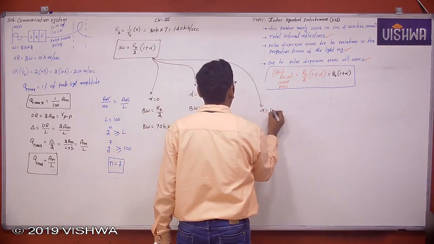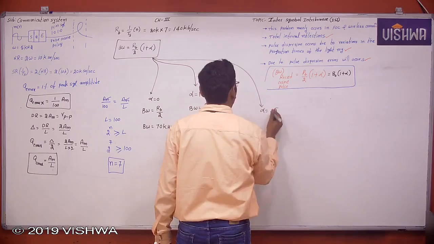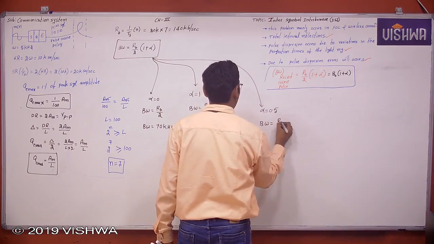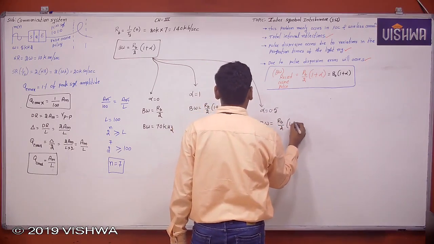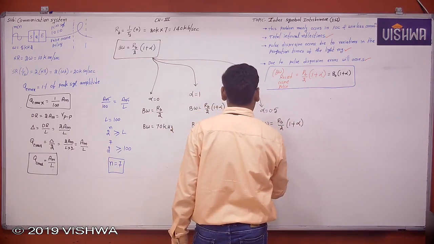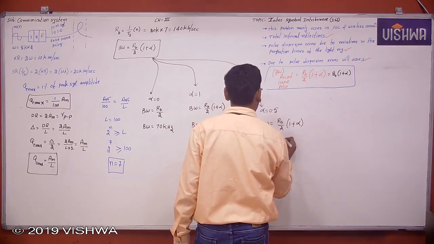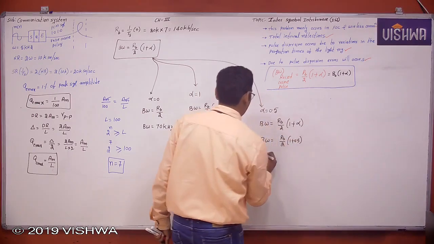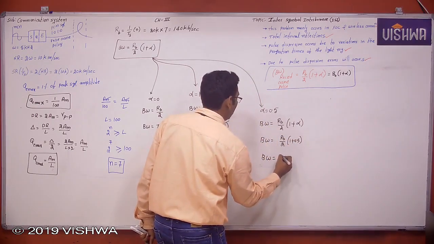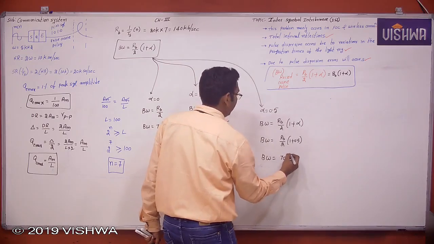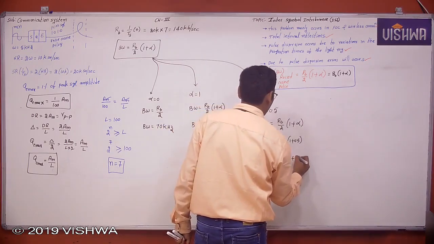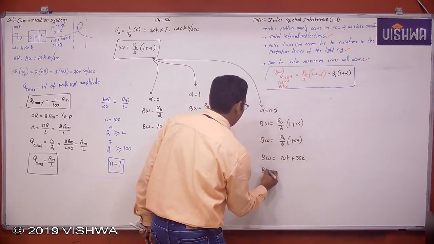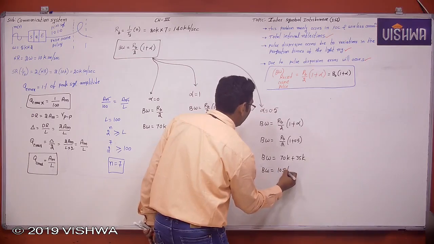And alpha equals 0.5, that is 50% excess bandwidth, so the bandwidth is Rb by 2 into 1 plus alpha. Therefore the bandwidth is Rb by 2 into 1 plus 0.5, which is 70 kilo plus 35 kilo. Therefore the bandwidth is equal to 105 kilohertz.